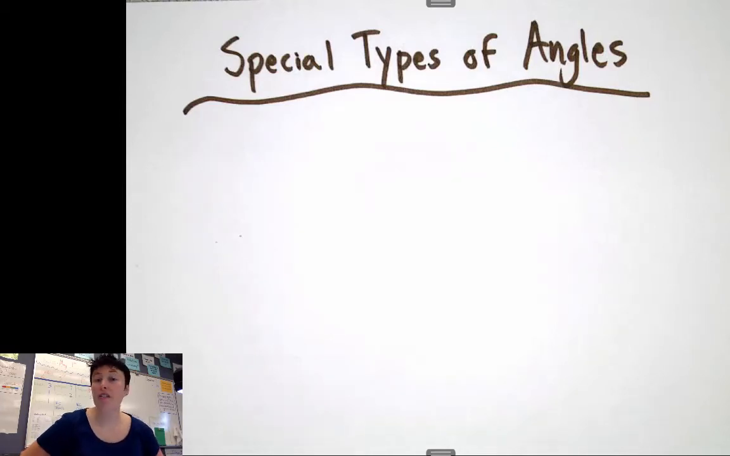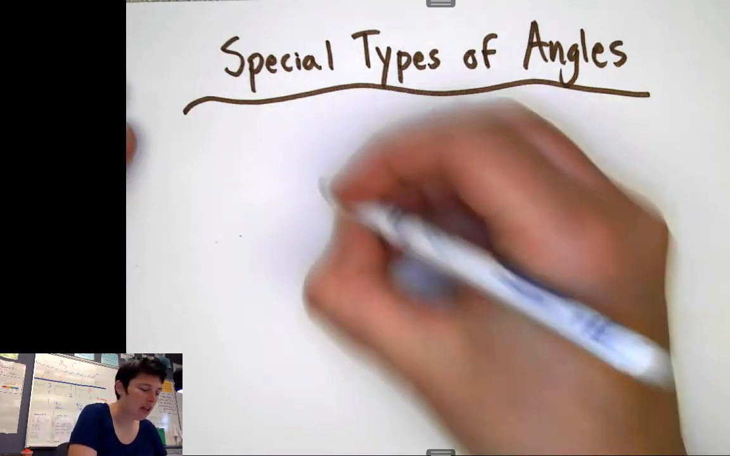Hi guys, another video on special types of angles. I'm going to focus on two main types that I really want to make sure you have a handle of. So let's dive into what those two types are and talk about them. The first involves the 90-degree angle.